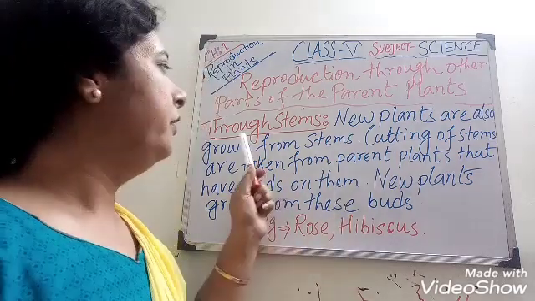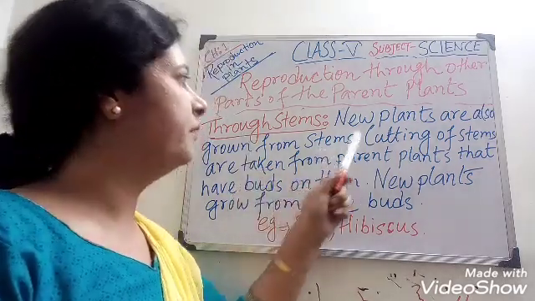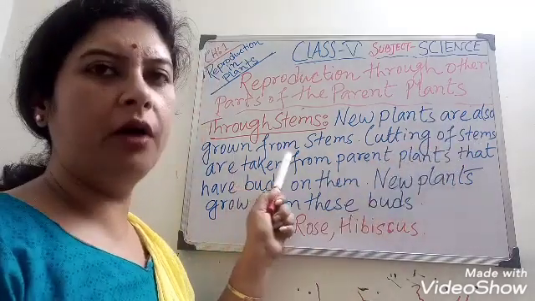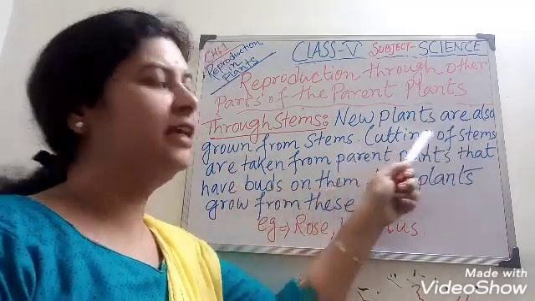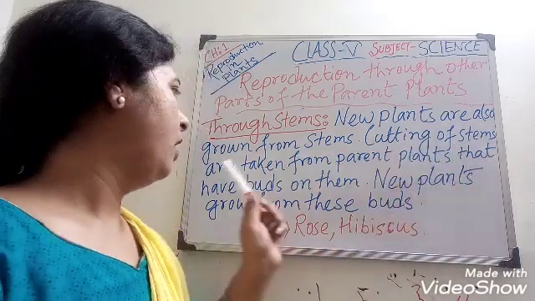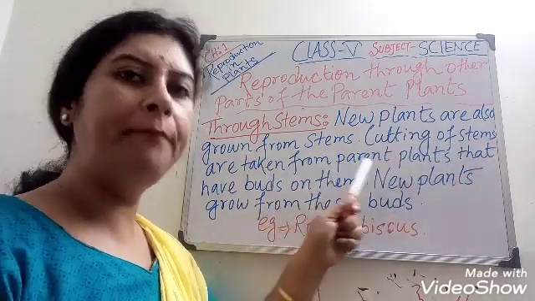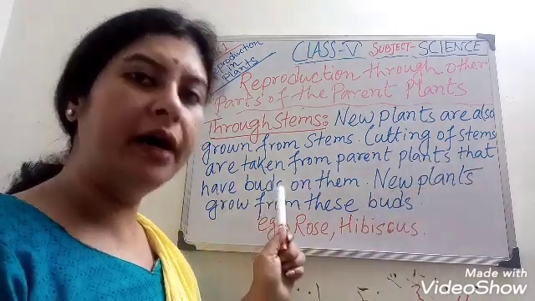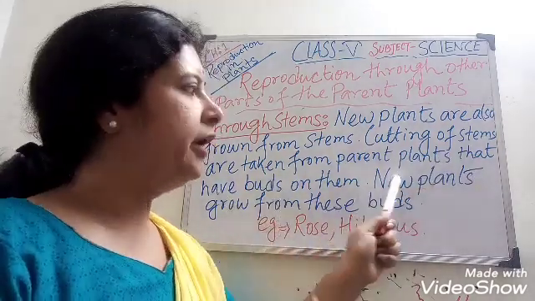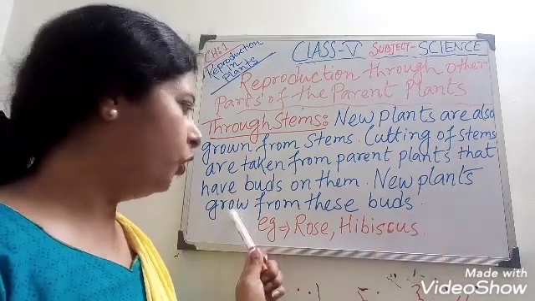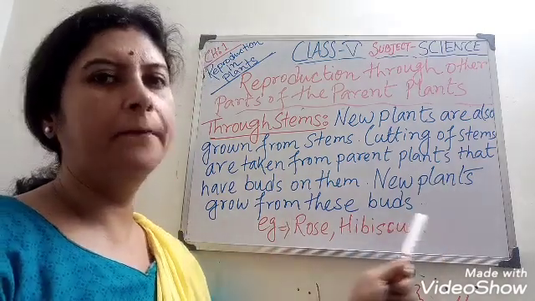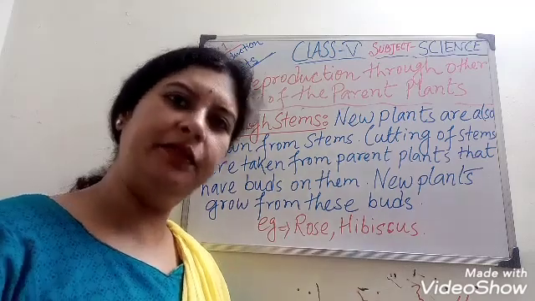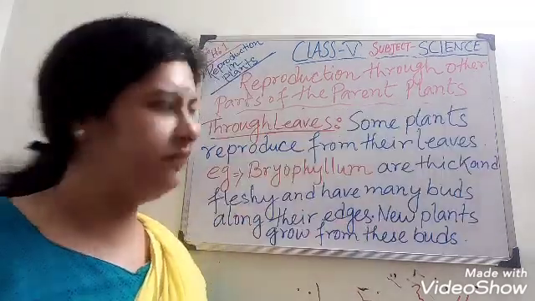First, through stems. New plants are also grown from stems. Cuttings of stems are taken from parent plants that have buds on them. New plants grow from these buds. Example, rose and hibiscus.